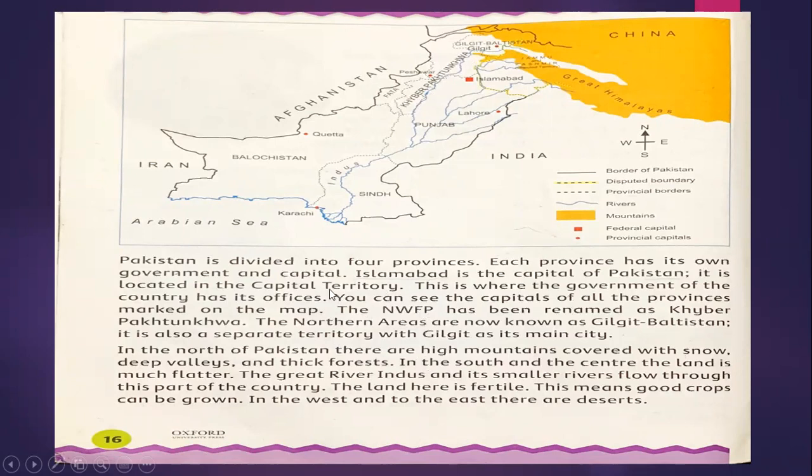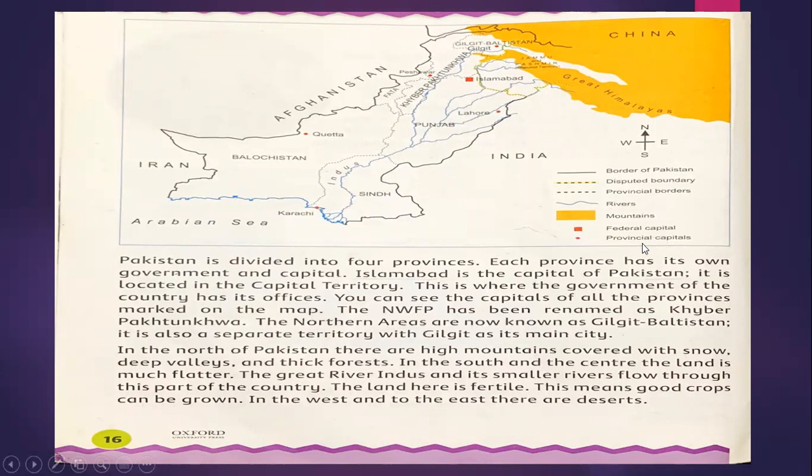Let's read. Each province has its own government and capital. Just like the capital of the country, a province also has a capital. Islamabad is the capital of Pakistan. It means the capital of the country Pakistan is Islamabad. Look, it's here. It is mentioned as the federal capital. The capital of a country, we call it federal capital. And the capital of a province, we call it provincial capital.